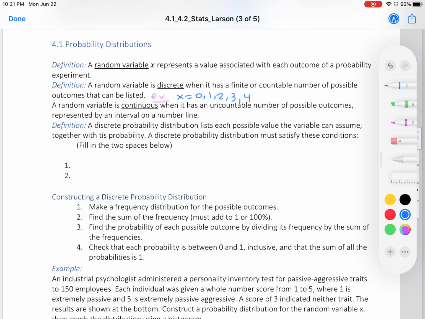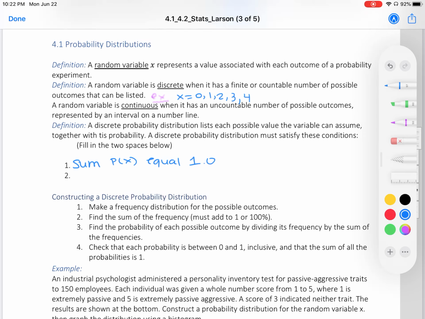Definition: a discrete probability distribution lists each possible value the variable can assume, together with its probability. A discrete probability distribution must satisfy these conditions. We learned this in a previous section when we worked with probability distributions, and we saw the two things that need to happen. The sum of all your probabilities needs to equal 1 or 1.0. It needs to be exactly 1.